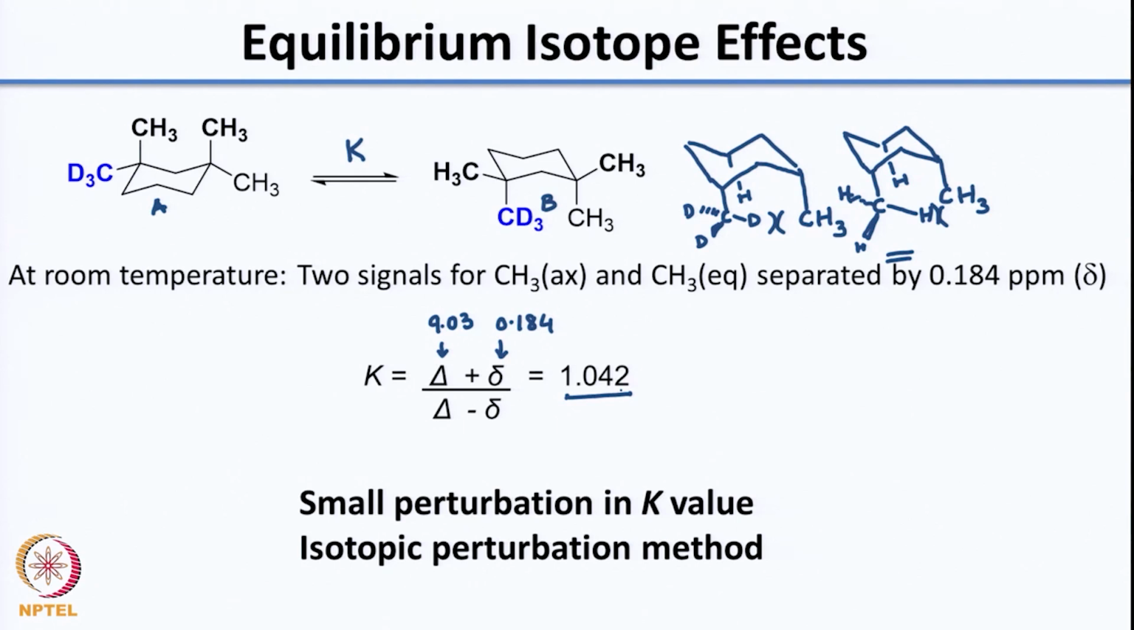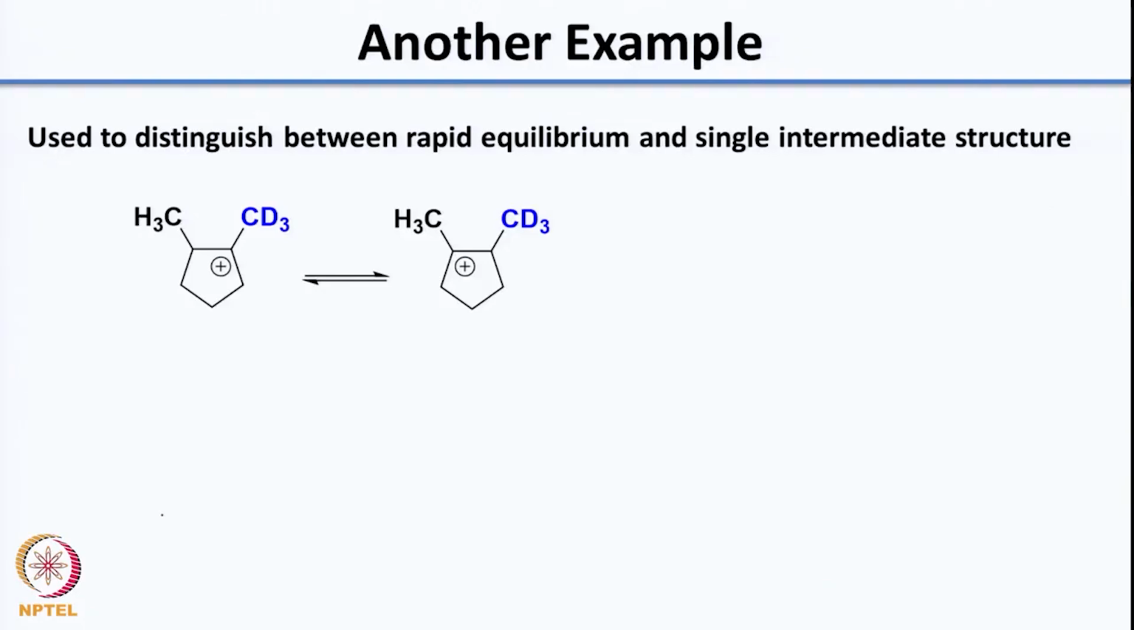So, there can be a very small perturbation in K value due to substitution with an isotope. This is a classic example, where you have made the substitution and, because of this very small perturbation which you are experimentally able to measure, you can determine the equilibrium constant change. So, this gives you one example where we have seen a small perturbation. We will look at how this can be useful for you to determine the mechanism or the nature of the intermediate.